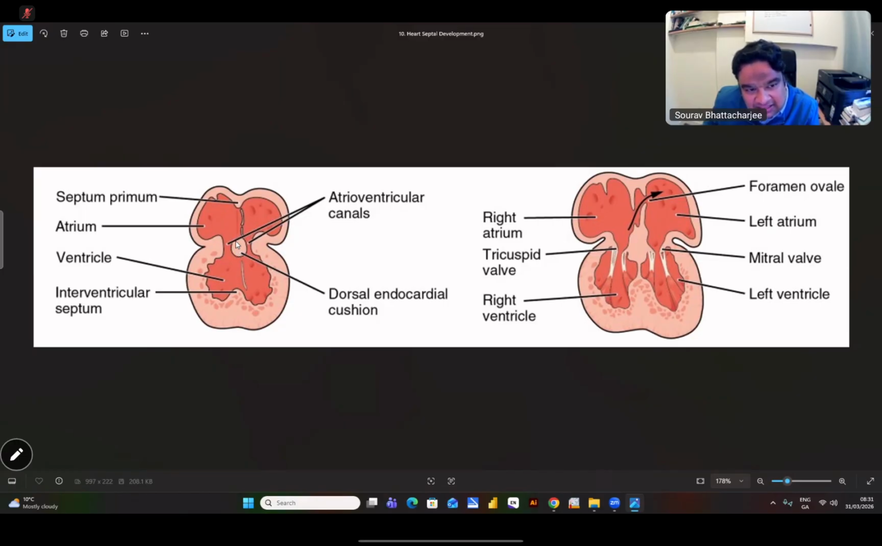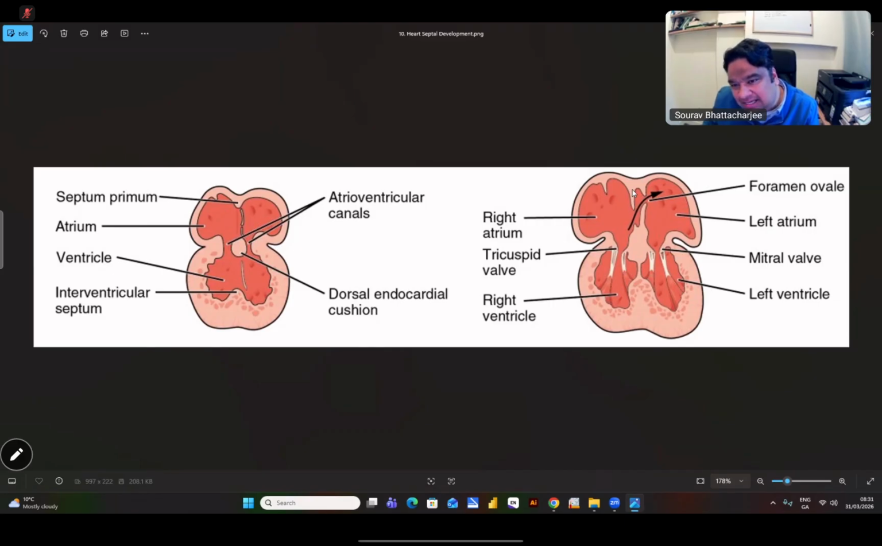But by the time it touches the endocardial cushion, some of the cells on its top part undergo apoptosis and degenerate. As a result, there is an opening in the septum primum. Now, it's a bit of a simplification, because by the time this septum primum has this hole in it, because some of the cells have degenerated due to apoptosis, another septum develops over here. I hope you can see I'm moving the cursor on top of it. This is called septum secundum.